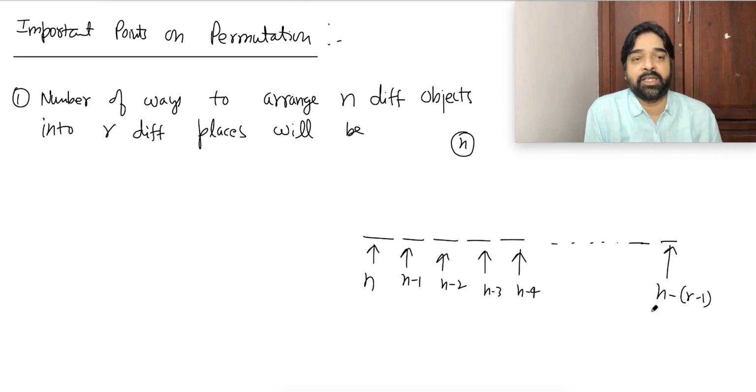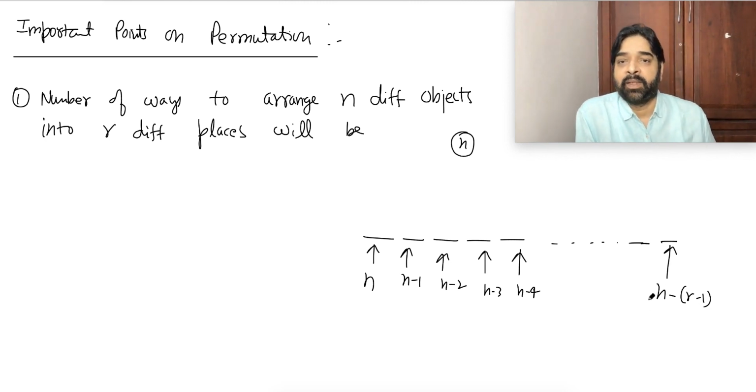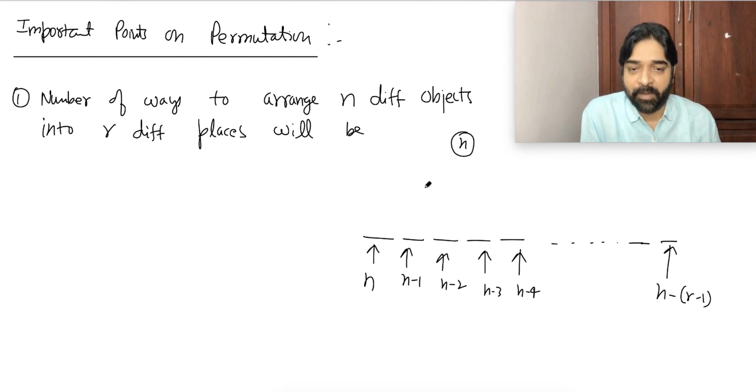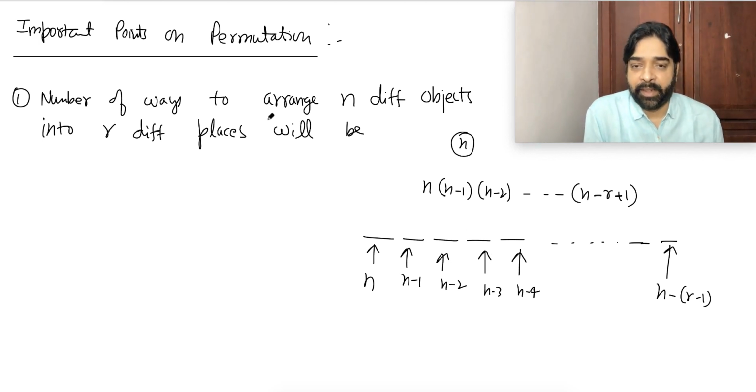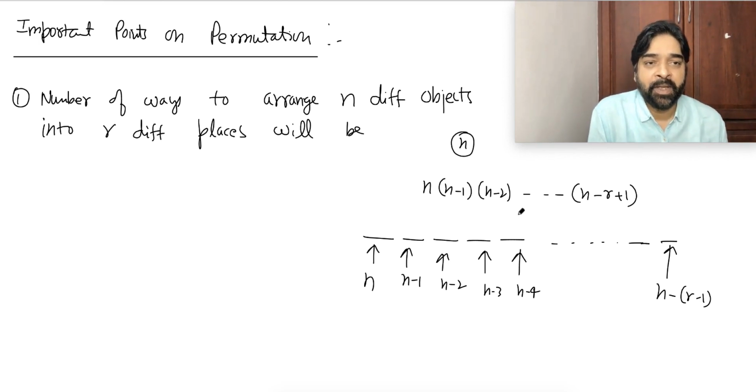Did you understand this point? Is it clear? The number of arrangements will be n into n minus 1 into n minus 2, and so on, till n minus r plus 1. Here don't write, first understand. Did you understand the point? Now listen to me. Stop writing.